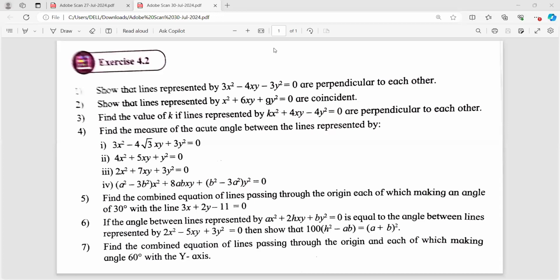Hello and welcome students. This is a lecture on pair of lines and right now we are doing exercise 4.2. Before this exercise, we have done the theory. In that theory, we have done a derivation of the angle between two lines if the lines are given by the equation ax square plus 2hxy plus by square equals to 0.